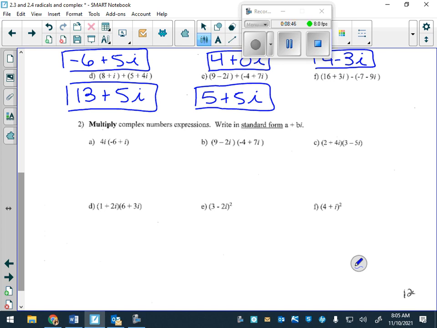Liam, go ahead. Awesome. Good. 23 plus 12i. How many of you did get that? Good. Okay. Any questions with adding and subtracting? Yeah, Everett?